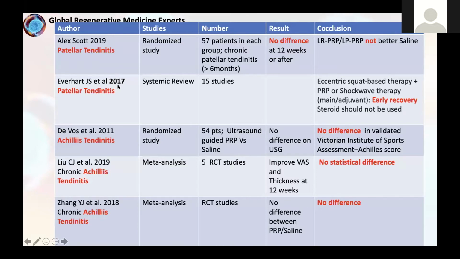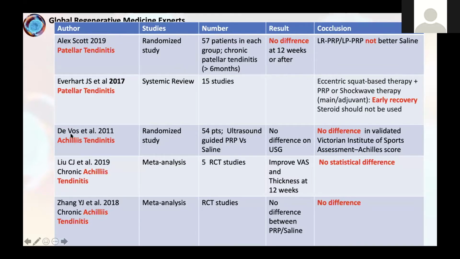Another study in 2017 was a systematic review. They included 15 studies, and they found that if you use PRP or shock wave, either as a main treatment or as an adjuvant, it helps in the early recovery. And steroid should not be used.